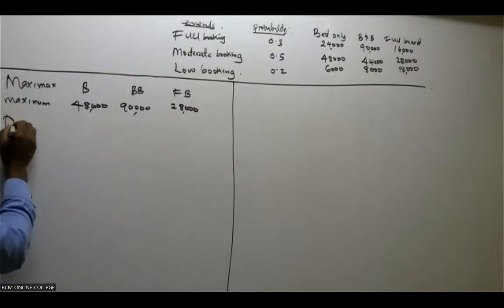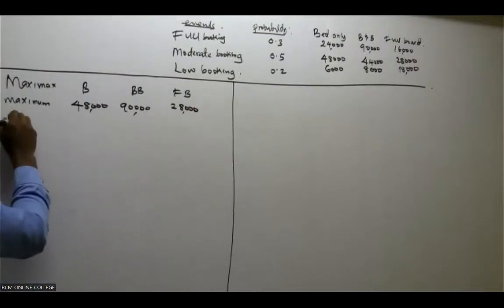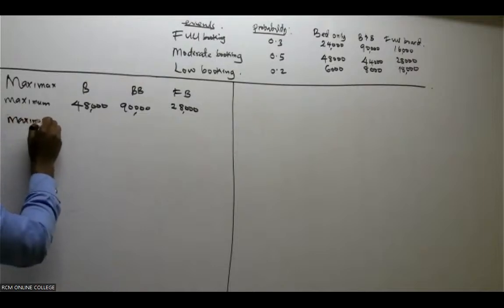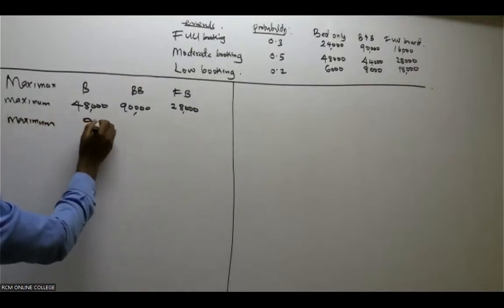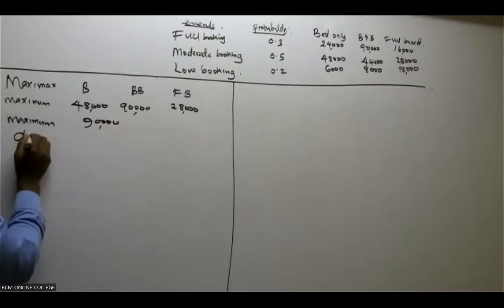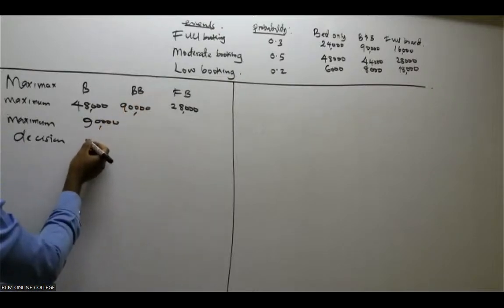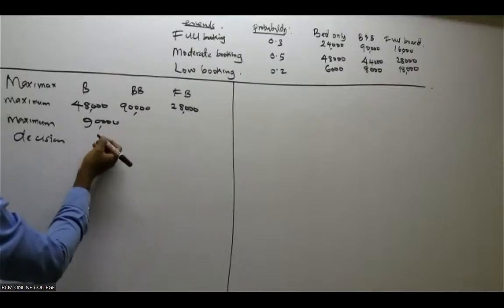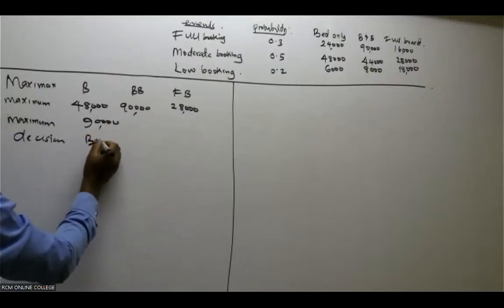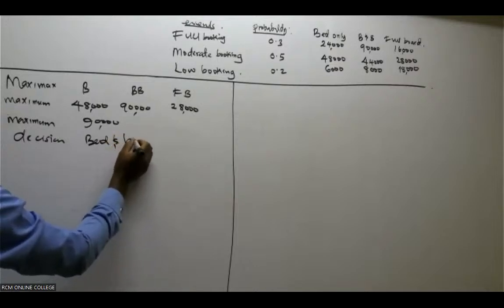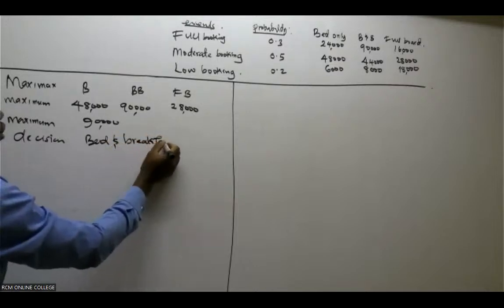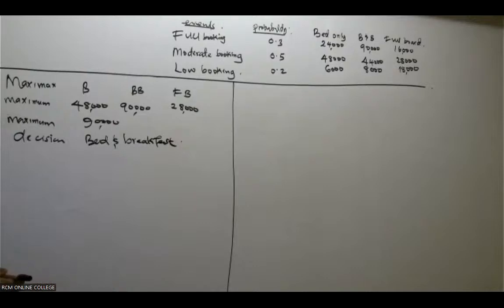Advice decision. So we are actually maximizing. So look at the maximum again: 90,000. So the decision is bed and breakfast. They just have to offer bed and breakfast. It will give them a lot of money. That is under Maximax.